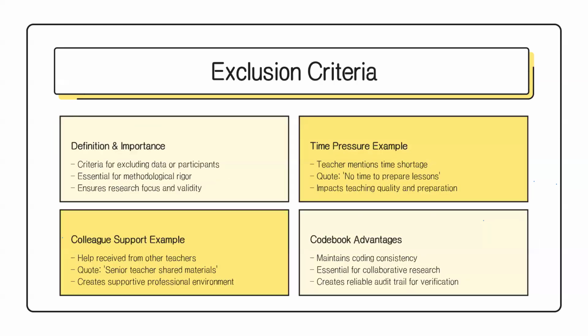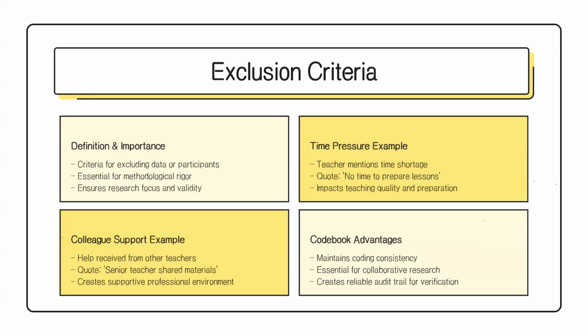An important methodological tool is exclusion criteria. Clear rules for what data or participants you exclude from your study. Why do we need exclusion criteria? They ensure methodological rigor and keep your research focused. They help you maintain validity by setting clear boundaries around your study.